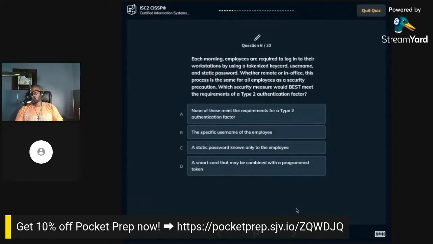All right. Each morning, employees are required to log into their workstations by using a tokenized key card, username, and static password. Whether remote or in office, this process is the same for all employees as a security precaution. Which security measure would best meet the requirements of a type 2 authentication factor?